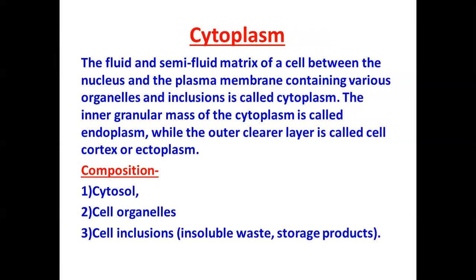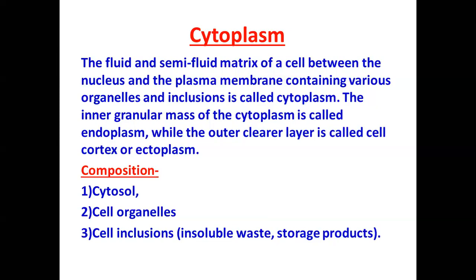Now, what is the cytoplasm? The fluid and semi-fluid matrix of a cell between the nucleus and the plasma membrane containing various organelles and inclusions is called cytoplasm. The inner granular mass of the cytoplasm is called endoplasm, while the outer clearer layer is called cell cortex or ectoplasm. That means center area of the cytoplasm is considered as endoplasm and the outer area is considered as ectoplasm. Now, what are the things which are present in cytoplasm? Cytosol, cell organelles and cell inclusions, that is insoluble waste, storage product, these all.